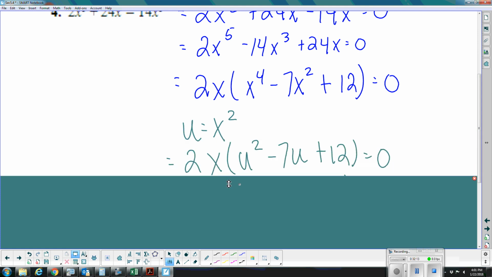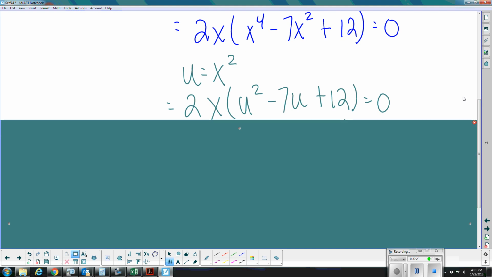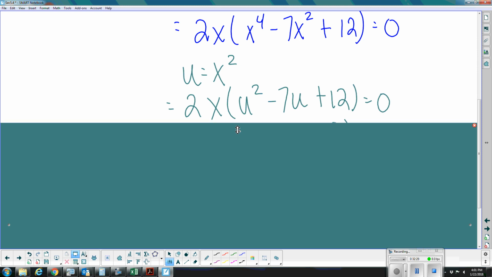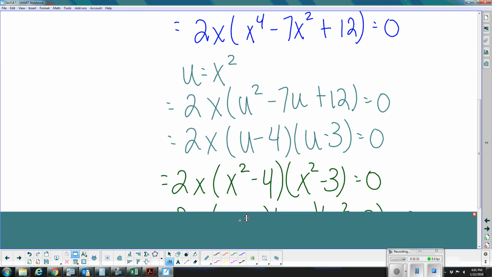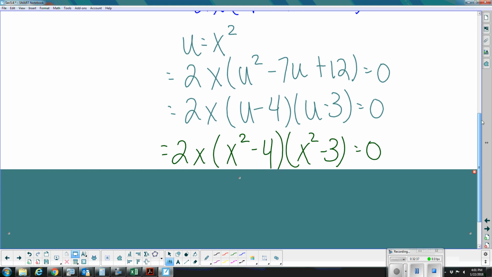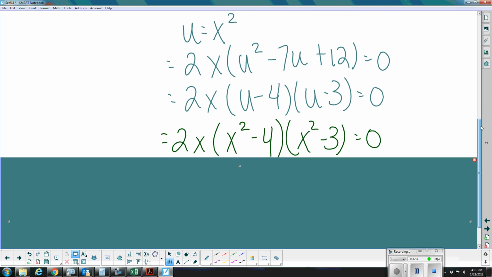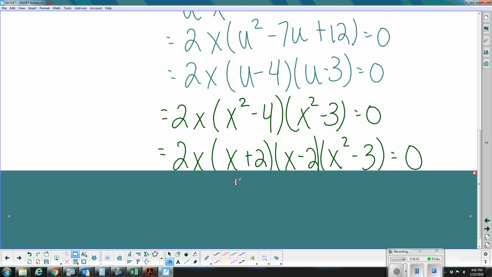Okay, so then I just rewrote it in these next couple steps using the u term, but I put it back into x in case you did not do this step. So u is x squared, so I've got 2x times u squared minus 7u plus 12 equals 0. So you can check these next couple steps, and then again I substituted x squared back in for u. Okay, now I can still factor out that x squared minus 4.